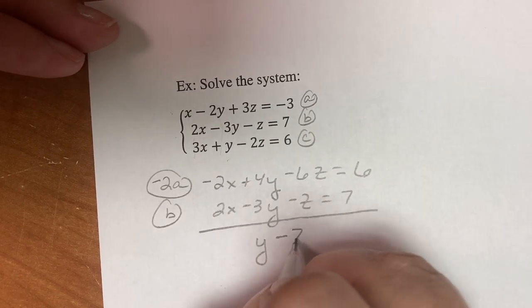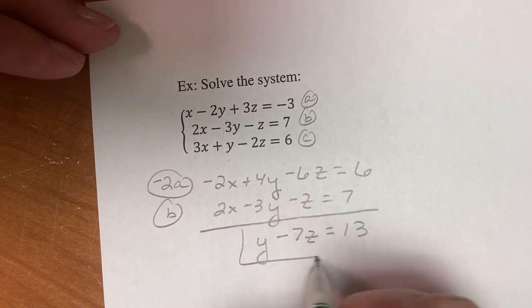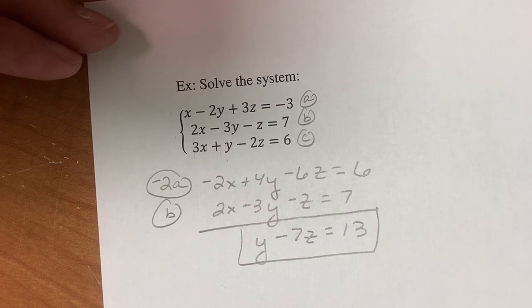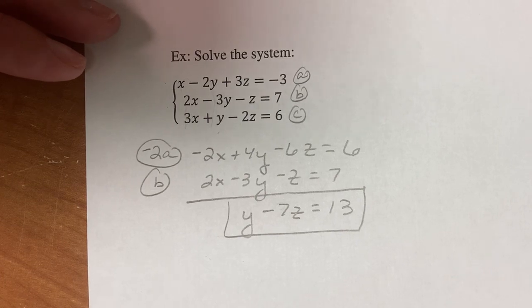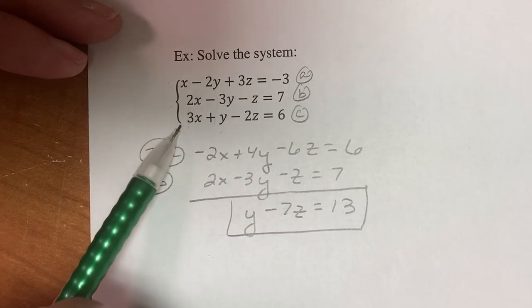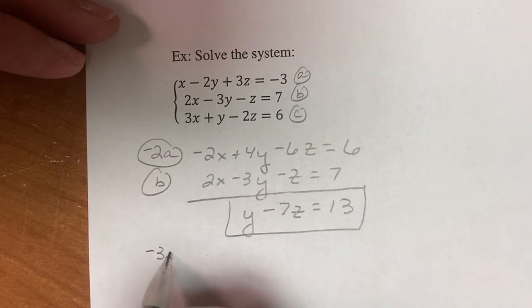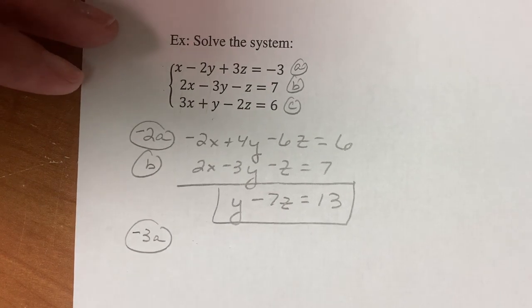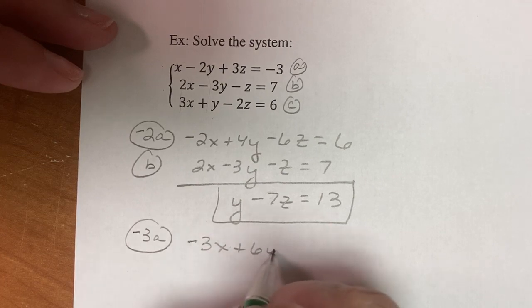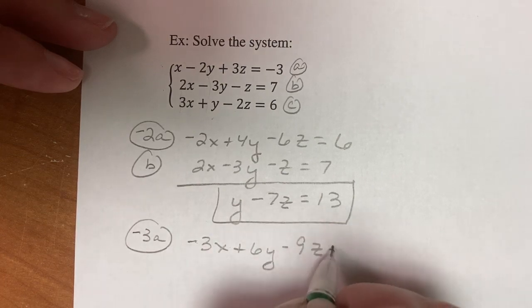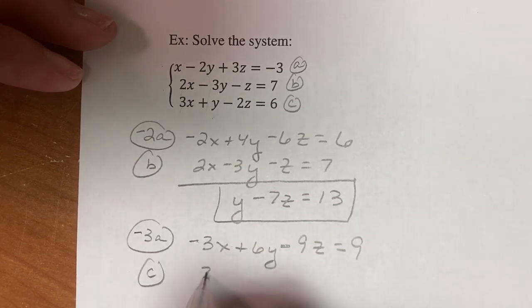So this would be y minus 7z equals 13. And I'm going to box that. All right, so now the key is I have to eliminate the x again. I think I'm going to use equations A and C this time. So I'm going to multiply equation A this time by negative 3. That's going to give me negative 3x plus 6y minus 9z equals 9. My equation C is going to stay the same.